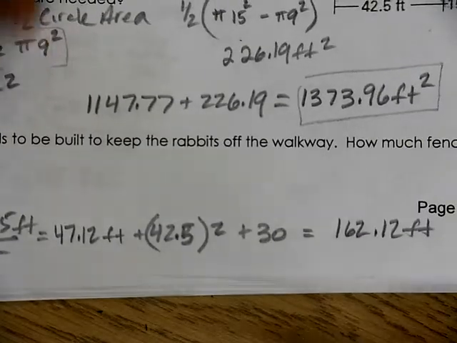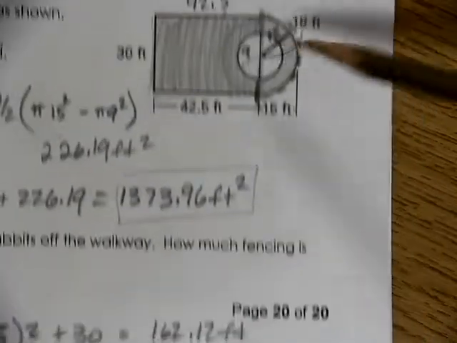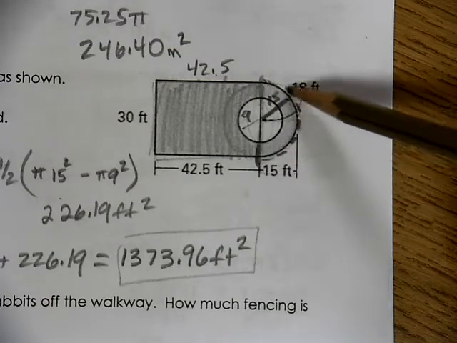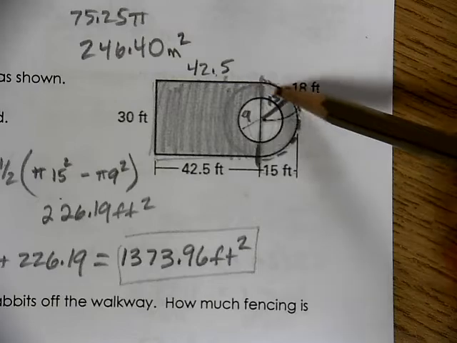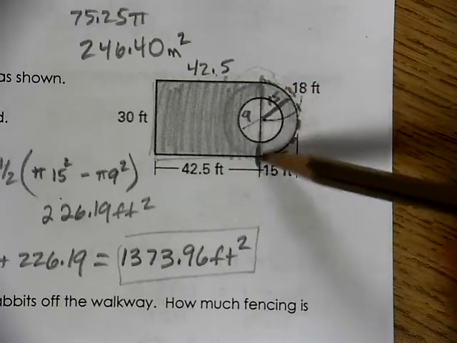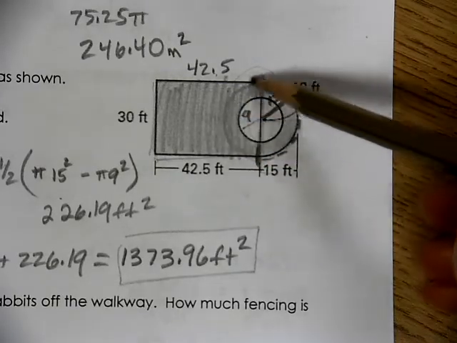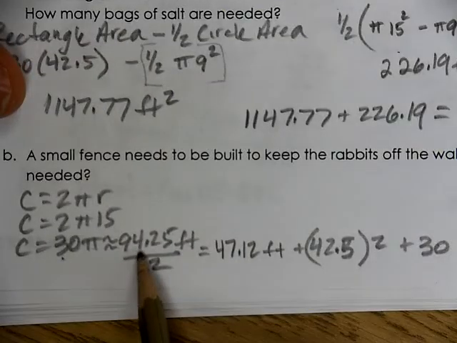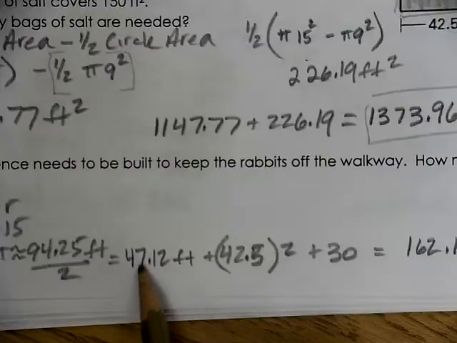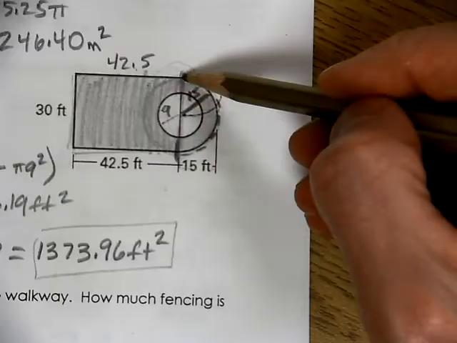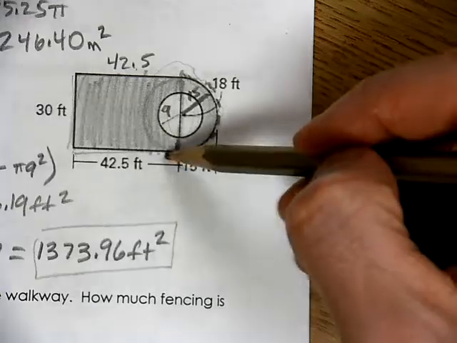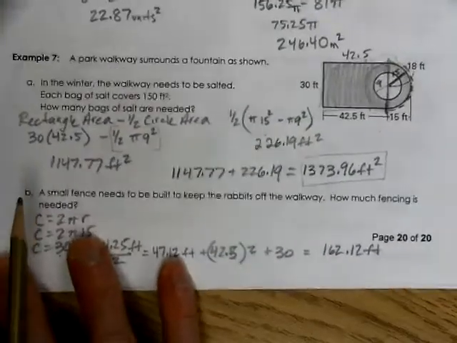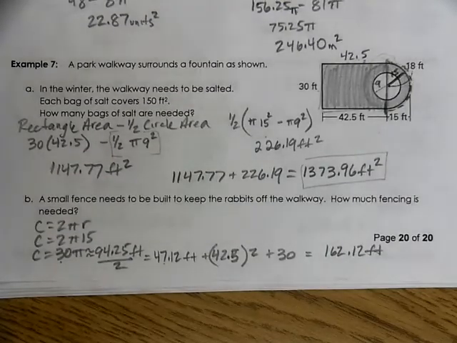Those are feet. Think about what we just did. We had to find the perimeter around the circle. That would go all the way around the circle. That was 47. But we only needed half the circle. Actually, the whole circle was 94. Half the circle was 47. Then we added the 42.5, the 42.5, and the 30. Good job, everybody.